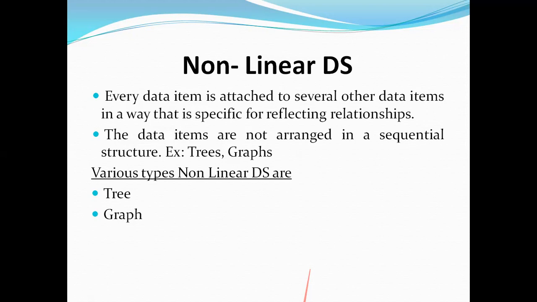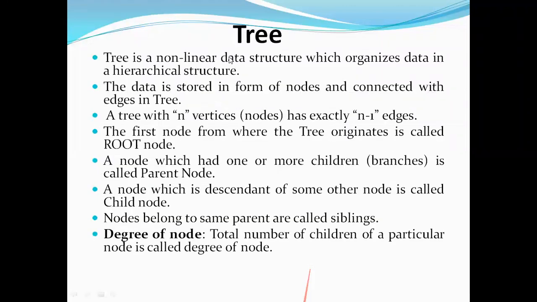The data items are not arranged in sequential order. That is, they are not arranged one by one. They are in an unordered way. That's why we call them tree or graph. So the various non-linear data structures are tree and graph. So we start with tree first.